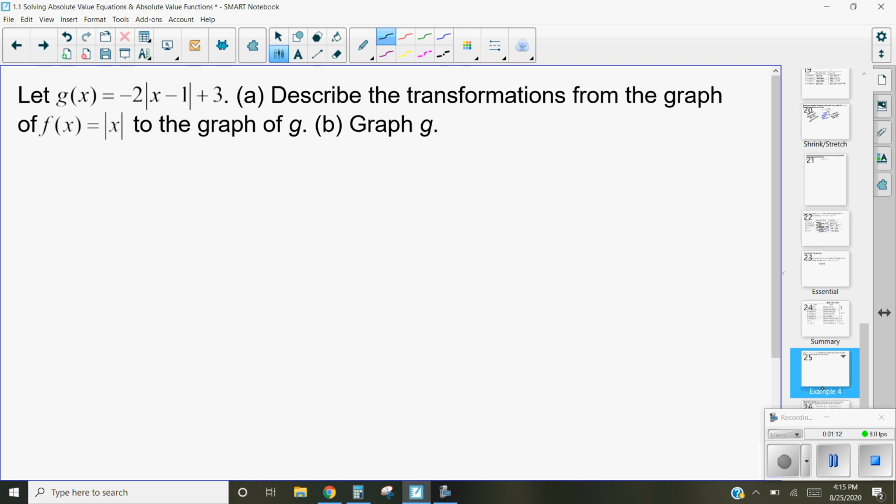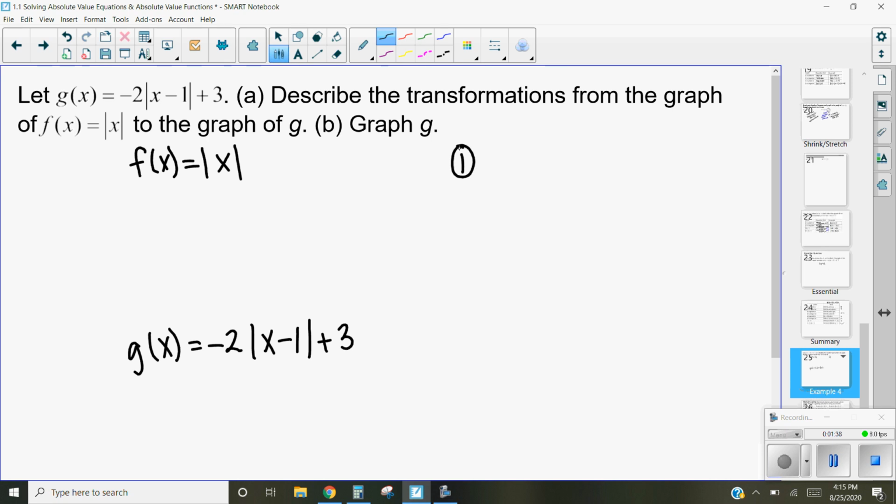The first question here has us starting at our original function, f of x equals the absolute value of x, and it wants to know how I get from there to this new function, g of x equals -2 times the absolute value of x minus 1 plus 3. We want to know how it gets there. When I do this, I like to start from right to left when I describe those shifts.